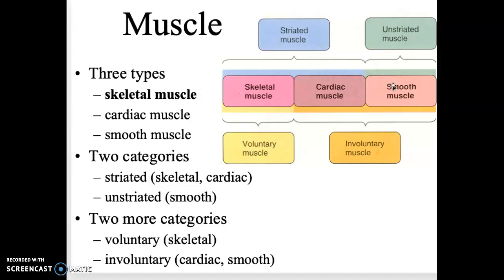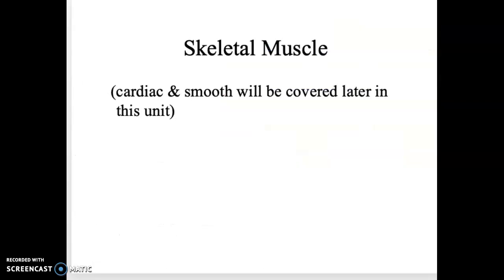So we can classify it based on those three types, or we can classify it based on striated or unstriated. What striated means is striped. So when we look at it under a microscope, it has a striped appearance. Unstriated, smooth, looks nice and smooth under a microscope. Or we can categorize it based on voluntary or involuntary. Voluntary muscles are skeletal. You have control over your movement. And then involuntary muscles are the ones that we have no control over. So first we're going to go through skeletal muscle. Cardiac and smooth we'll cover later on in the unit.